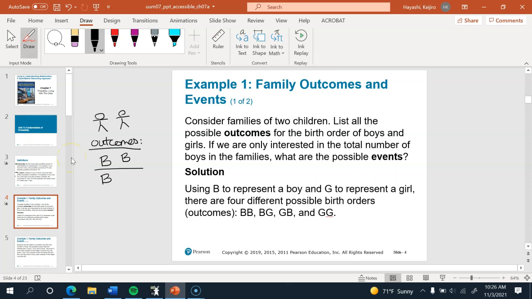The first one can be a boy, and the second one can be a girl. It can also happen the other way around. And last, you can have 2 girls.